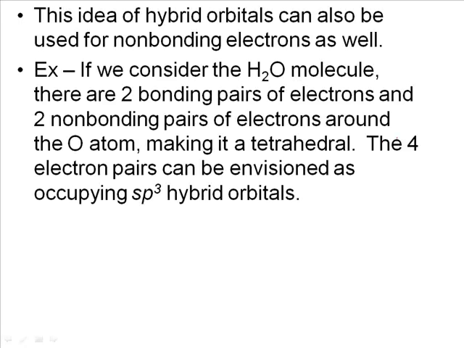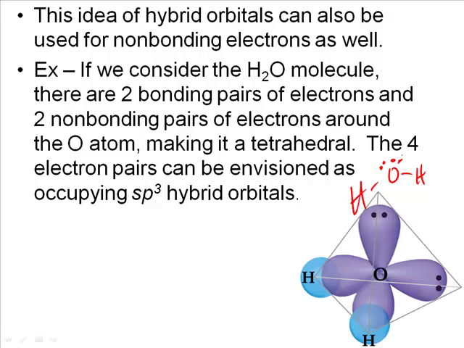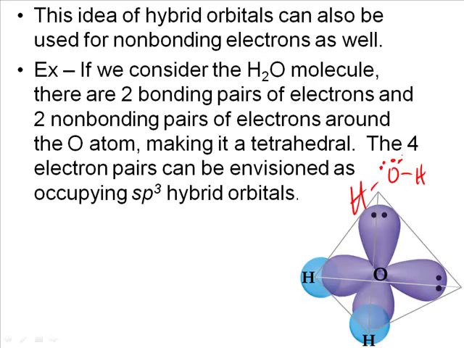Okay, so we can use this for non-bonding electrons as well. If we think about water, water has 2 bonding pairs and 2 non-bonding pairs around the oxygen. So you got H-O-H, boom, boom, boom, boom, making it a tetrahedral shape. The 4 electron pairs can be envisioned as occupying sp3 hybrid orbitals. Okay, and how might you look at that? Oxygen is normally 1s2, 2s2, 2p4.